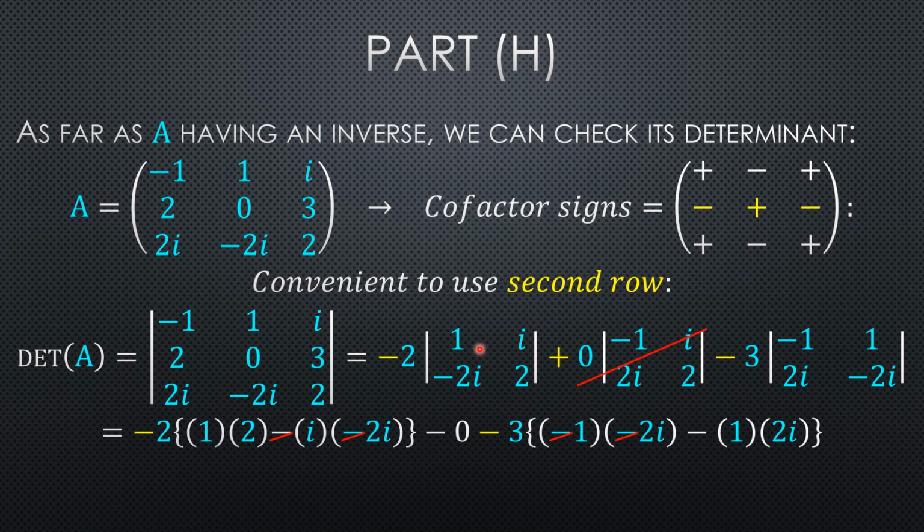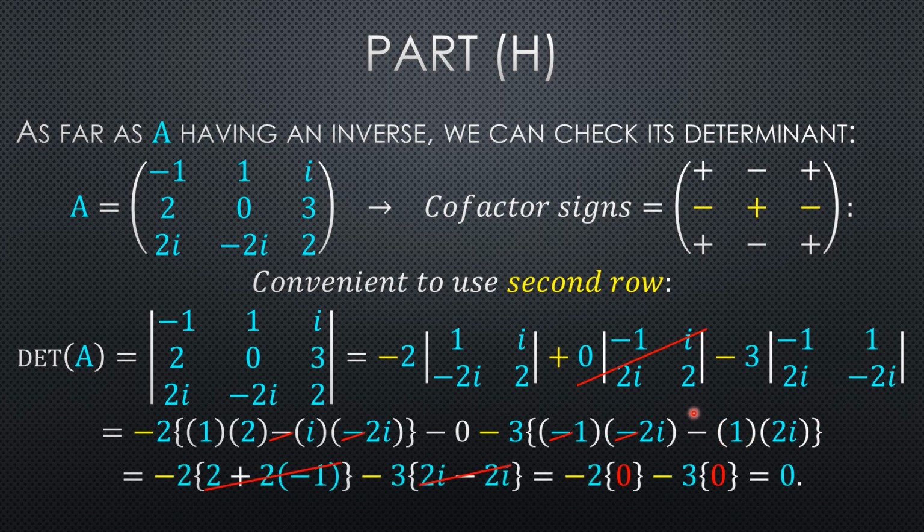We can go ahead and do crisscross on everything else. So 1 times 2, i times -2i with the minus sign. We see those two minus signs cancel. This 0 doesn't do anything. And then we have our -3, -1, -2i, negatives cancel. 1 times 2i, we're good there. Clean this up. We see that i times i gives us a -1. That's what we see here.